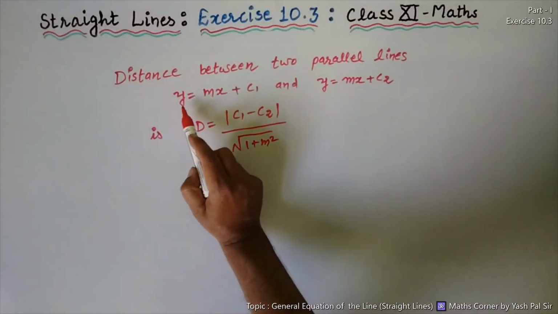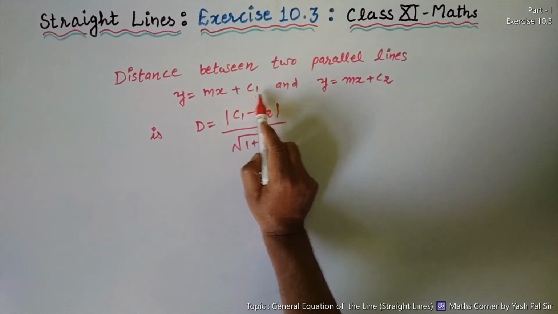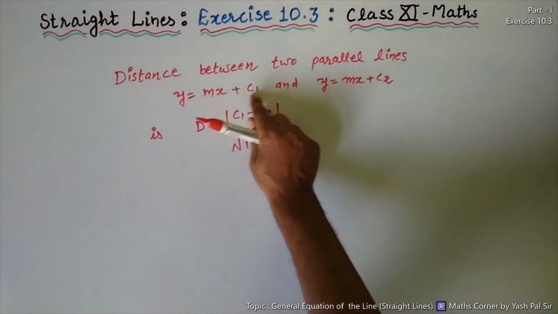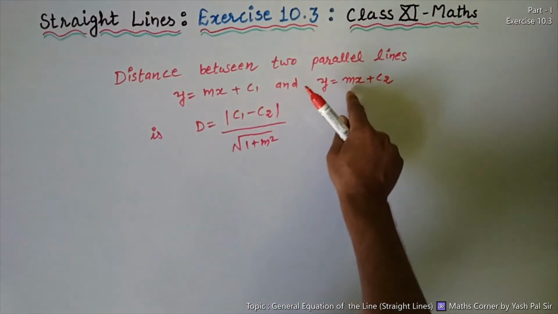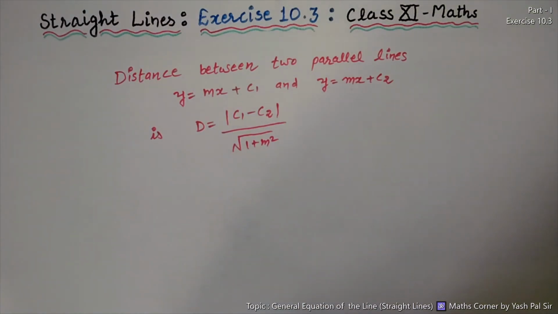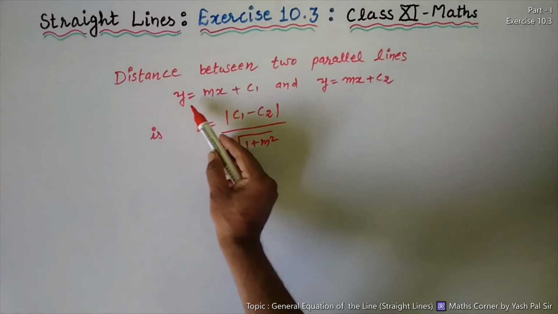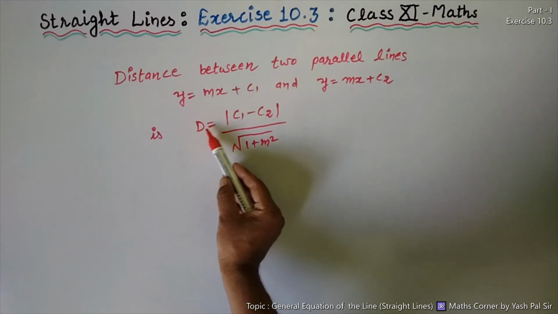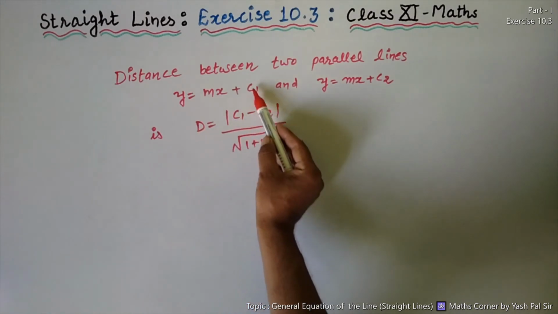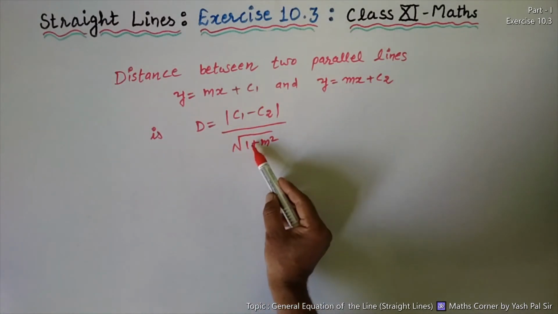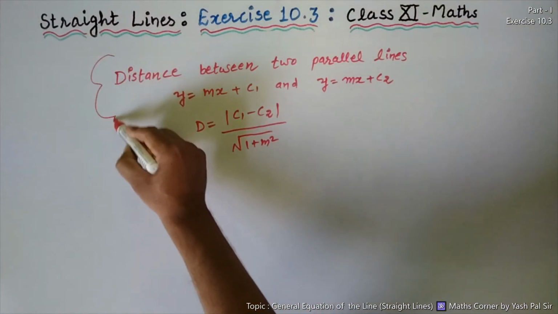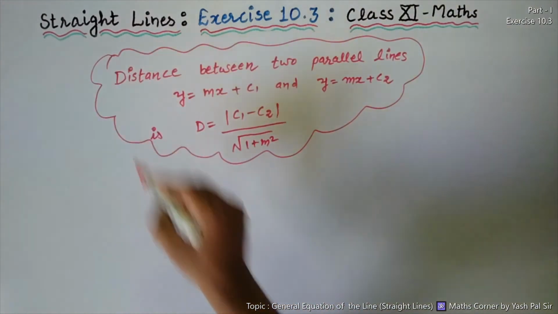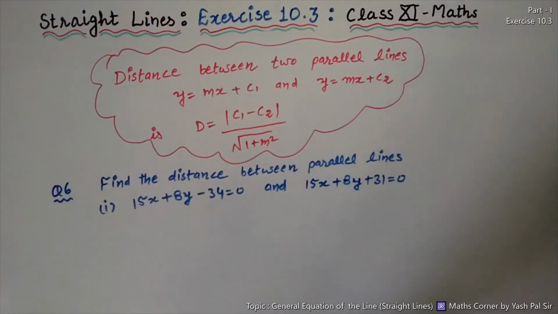Now we shall discuss how to find the distance between two parallel lines. Suppose y is equal to mx plus c1 and y is equal to mx plus c2 are two parallel lines. How can we declare that these two lines are parallel? If the slope of the two lines is the same, it means the lines are parallel. Then the distance is equal to modulus of c1 minus c2, whole divide by square root of 1 plus m square. So this is the rule for finding the distance between two parallel lines.